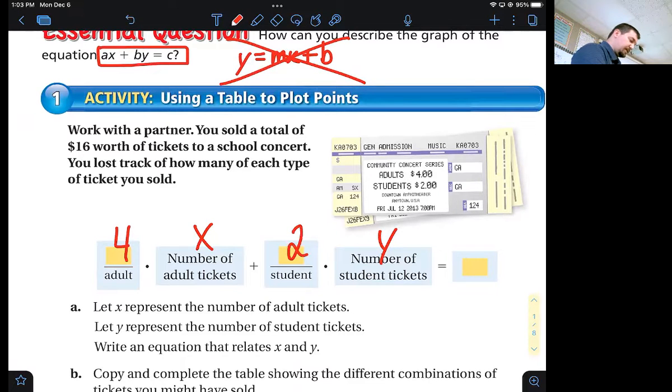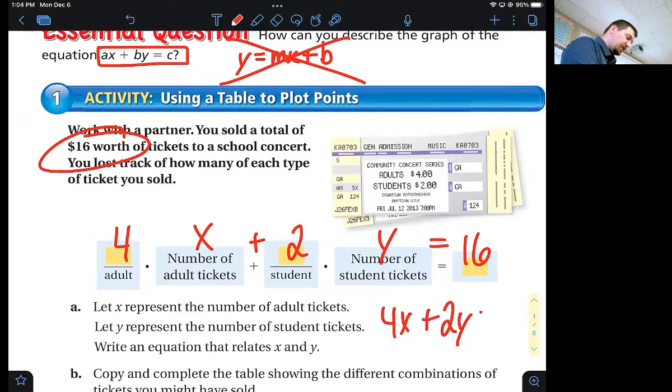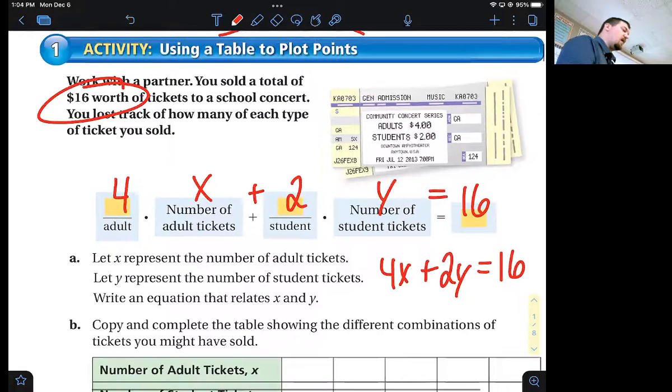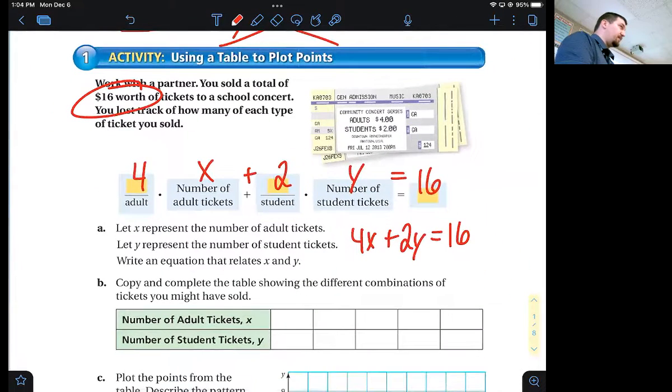So we have 4x plus 2y equals, and then did they tell us what the total was? How many dollars worth of tickets did we sell, Lizzie? 16, right there in the problem, $16. That is an equation in standard form. 4x, I'll write it better for you. 4x plus 2y equals 16. So standard form is often what we use with story problems. It's also pretty easy to graph, but I'm not going to graph it using slope-intercept form. I'm going to graph it using a different technique.